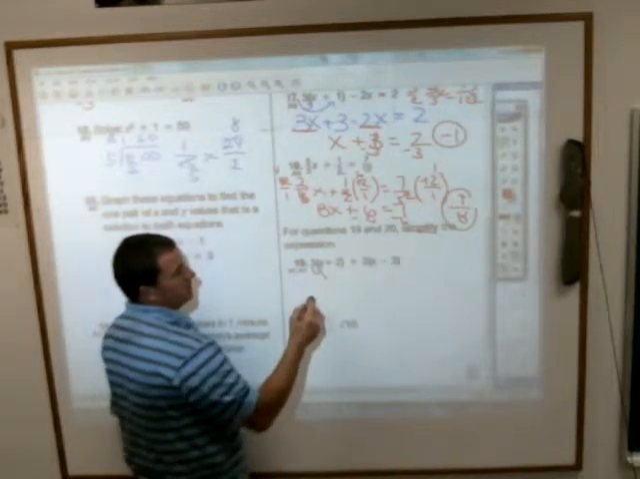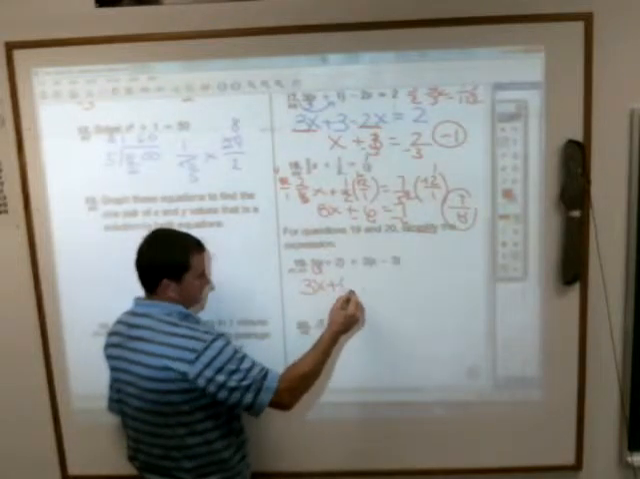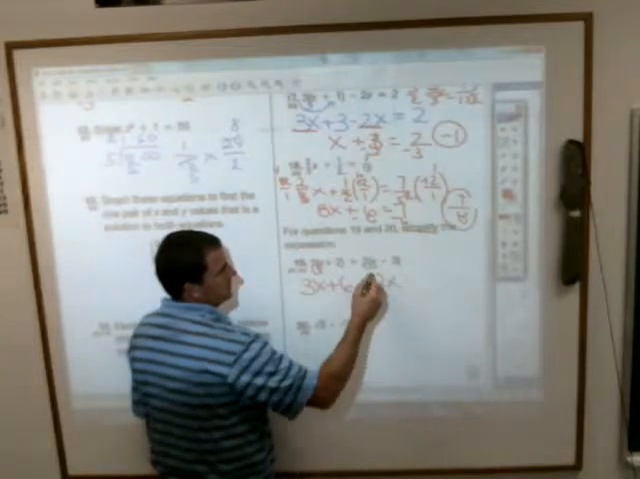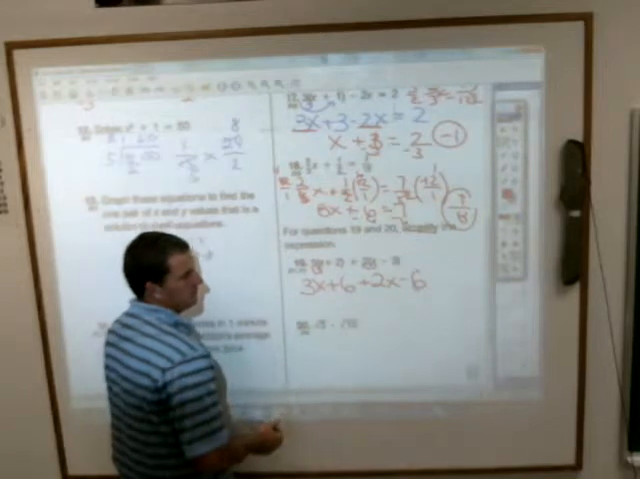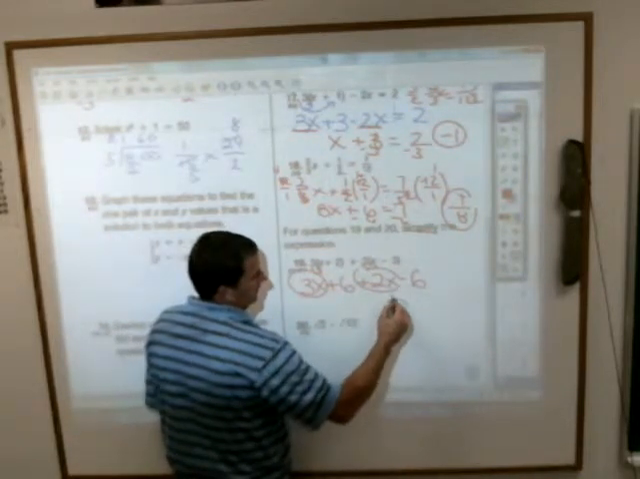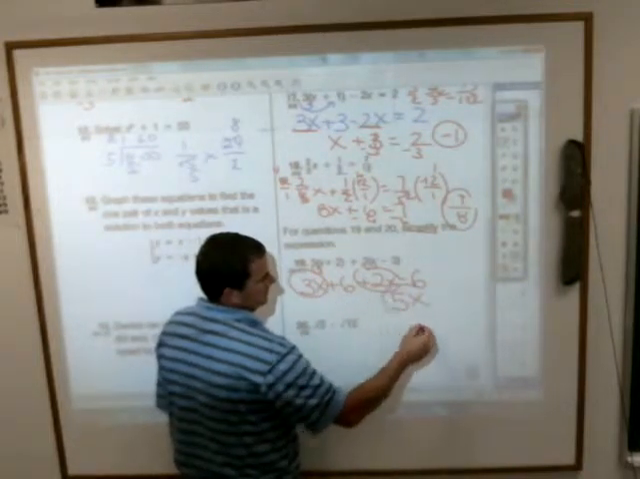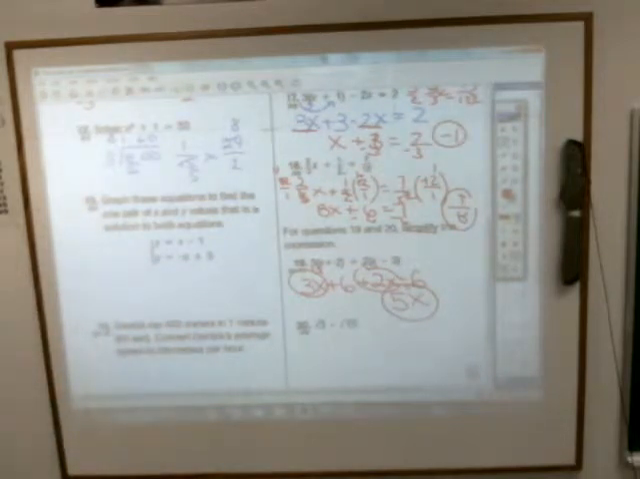Jackson, did you do distributive property? No, but it'd be 3x plus 6. 3x plus 6 plus 2 times x is 2x. 2 times negative 3 is negative 6. Putting together your 3x's and your 2x's gives you 5x's. A 6 and a minus 6 is nothing. So there is your simplified answer there.